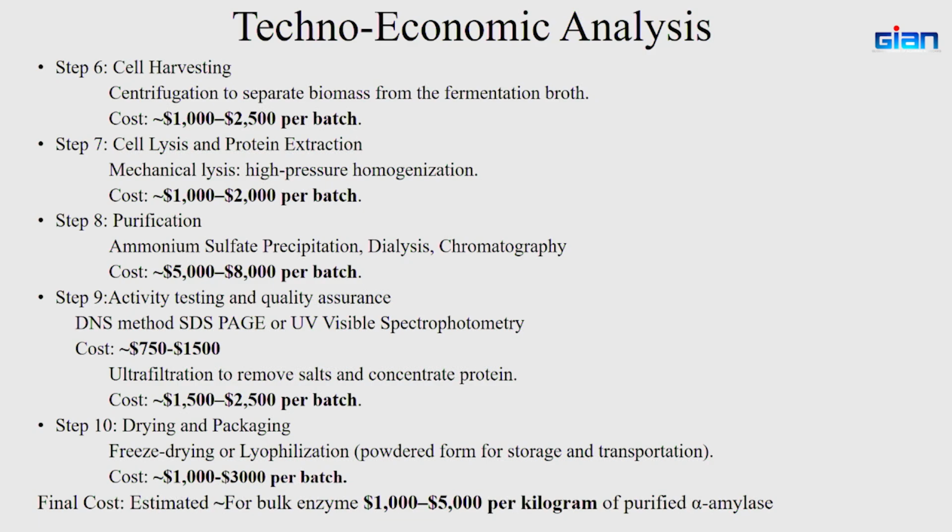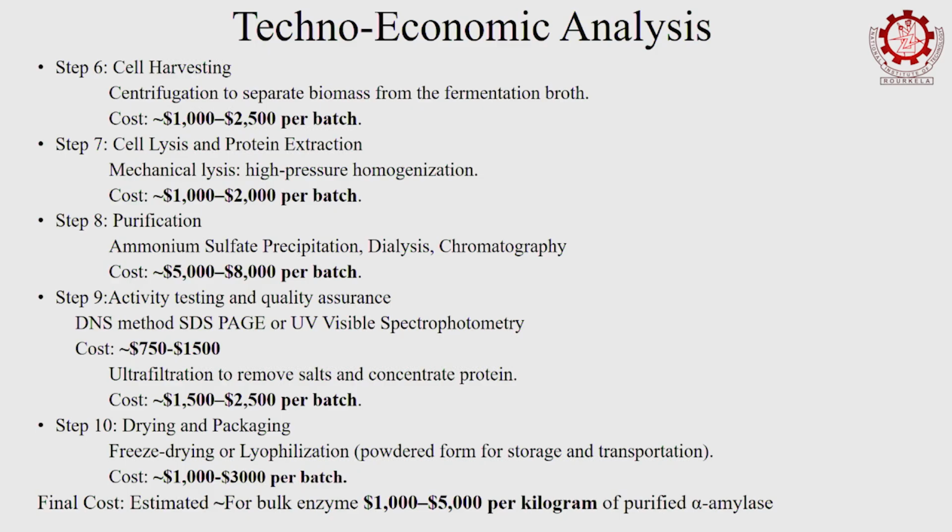And the cell lysis, which was done by high pressure homogenization, so we have to find out the most proficient one, which was found to be up to $1,500 for the instrumentation, which was a one-time cost. So the purification, as Vishal said, includes ammonium sulfate precipitation and dialysis, which is quite expensive, approximately $5,000 to $8,000 per batch volume.